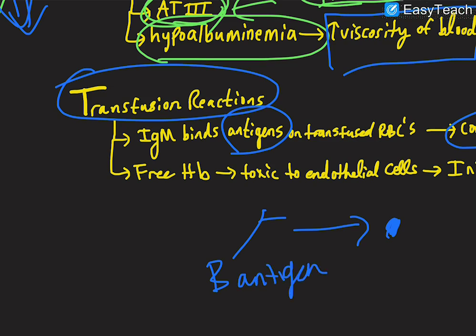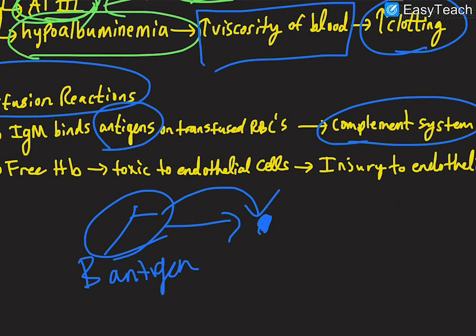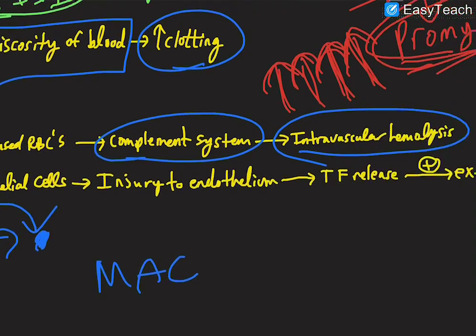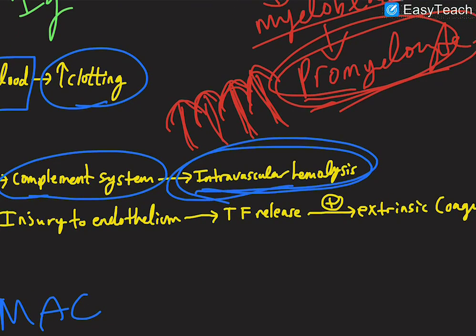So if you give type B blood to this person, of course, these antibodies will start binding the B antigen. And then we know after antibodies bind to antigens, it attracts the complement system. So you get the activation of the complement system. We know that leads to activation of the membrane attack complex, which then lyses your red blood cells, right? So you can get a lot of intravascular hemolysis.